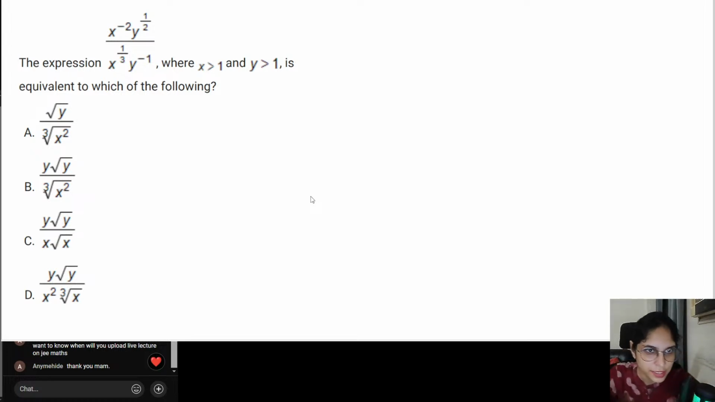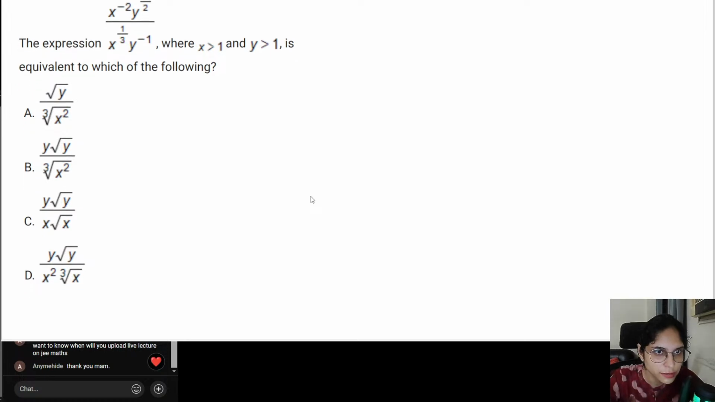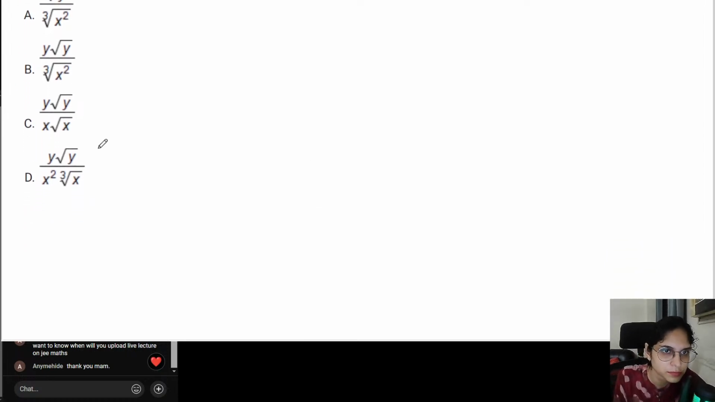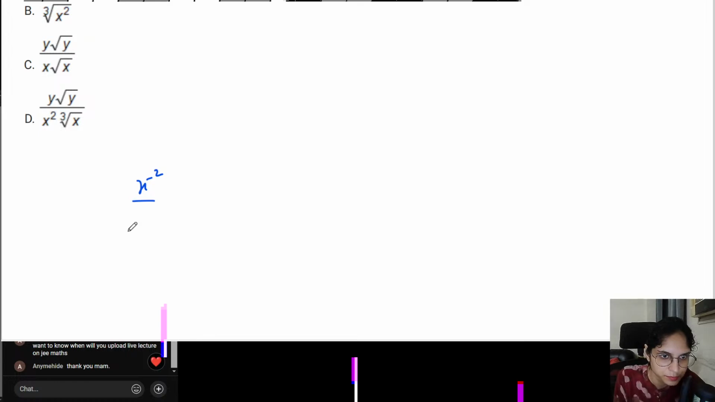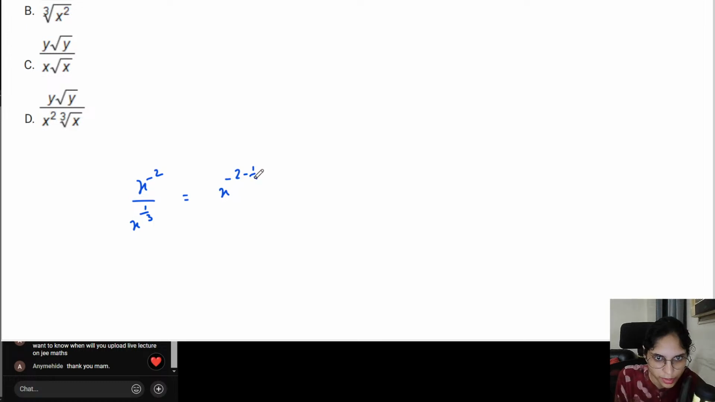Okay, now you have x to the power negative 2, y to the 1/2, x to the 1/3, y to the negative 1. We'll just write the x ones, and there is 1/3. So this is going to be x to the negative 2 minus 1/3. Negative 2 and 1/3. Mixed numbers are very useful over here. There's a negative sign, so it has to be in the denominator.